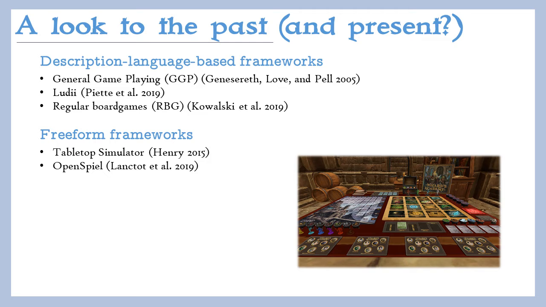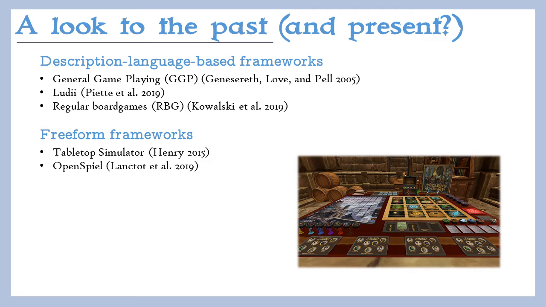Some of this work was brought together into commonly used frameworks featuring a collection of different games and AI players for easy benchmarking of new methods. Some of these include the General Game Playing Framework, or GGP, from all the way back in 2005, and more recently the Ludii and Regular Boardgames, or RBG, frameworks. All of these describe their games in a framework-specific language.